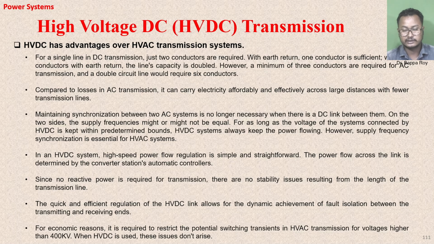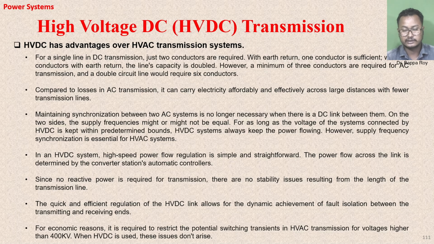If there is a double circuit, then six into two. So compared to losses in AC transmission, DC can carry electricity effectively across large distances with fewer transmission losses. Also, I squared R loss is less in DC. Maintaining synchronization between two AC systems is no longer necessary when there is a DC link between them.